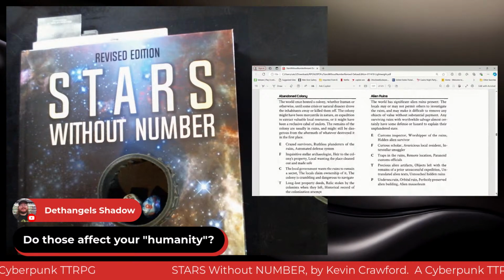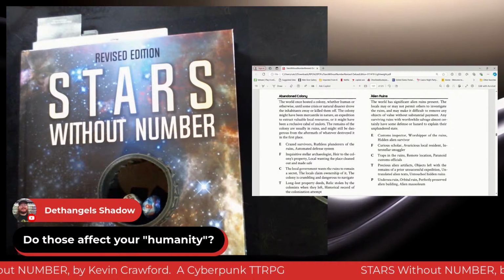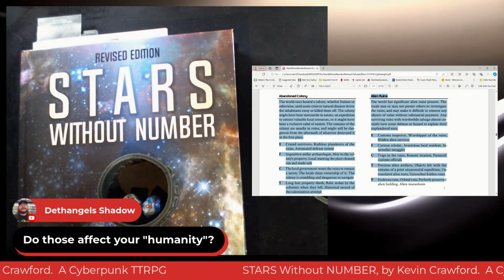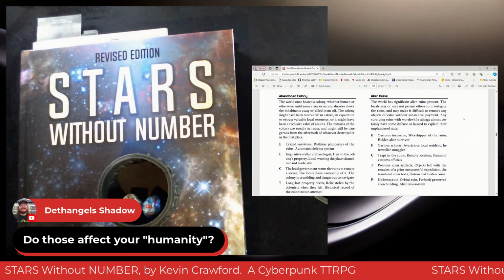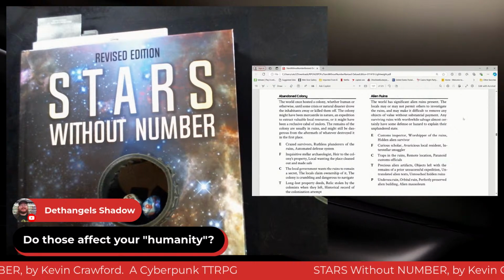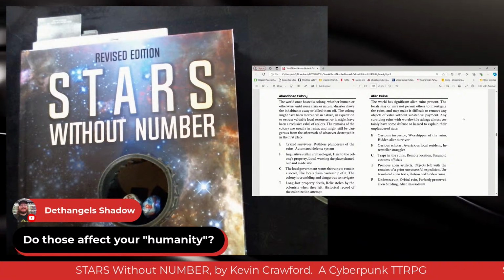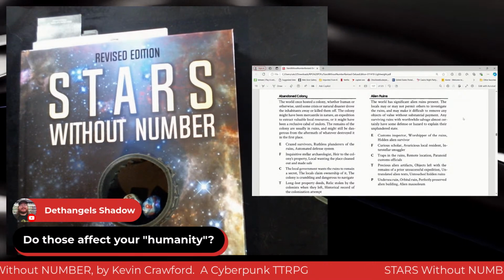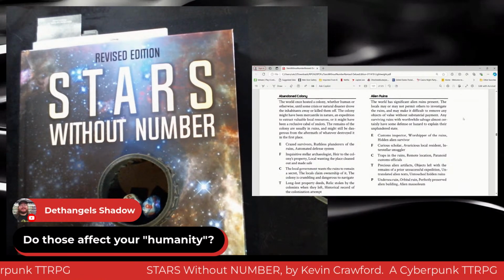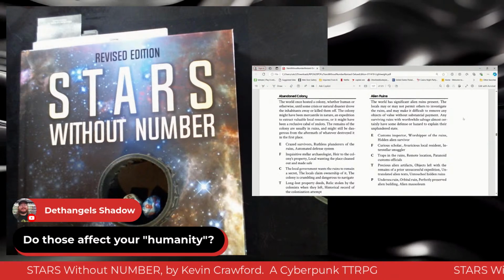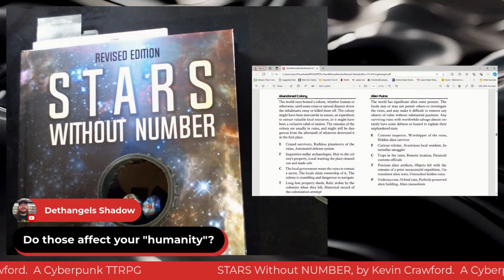So let's start out with the abandoned colony because it's right here up front. Or no, you know what? We'll go to alien ruins simply because I can get all of this on the page right here. So alien ruins to the right says the world has significant alien ruins present. The locals may or may not permit others to investigate the ruins and may make it difficult to remove any objects of value without substantial payment. Any surviving ruins with worthwhile salvage must certainly have some defense or hazard to explain their unplundered state. And again, this is just an overview. And then we have the EFCTP.